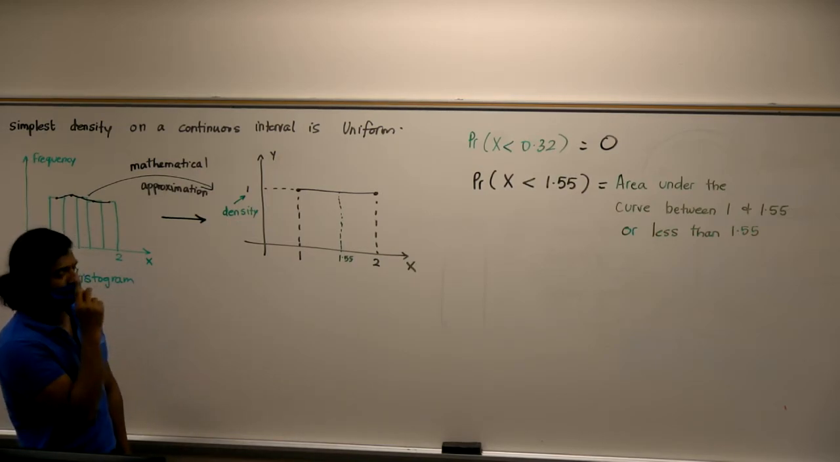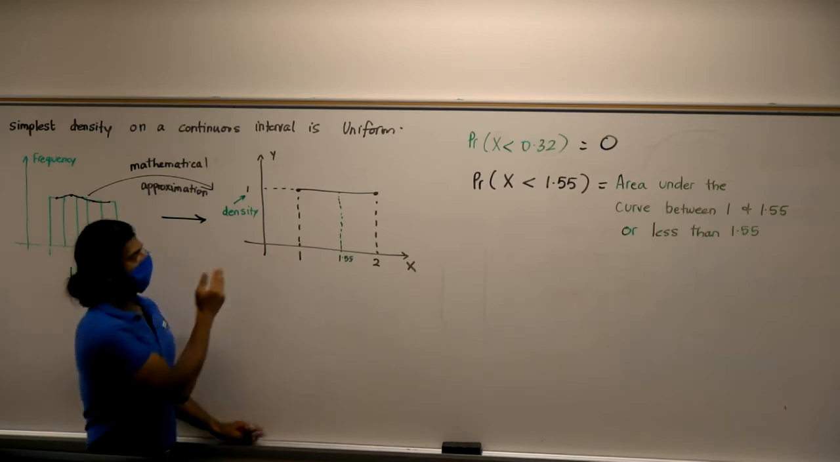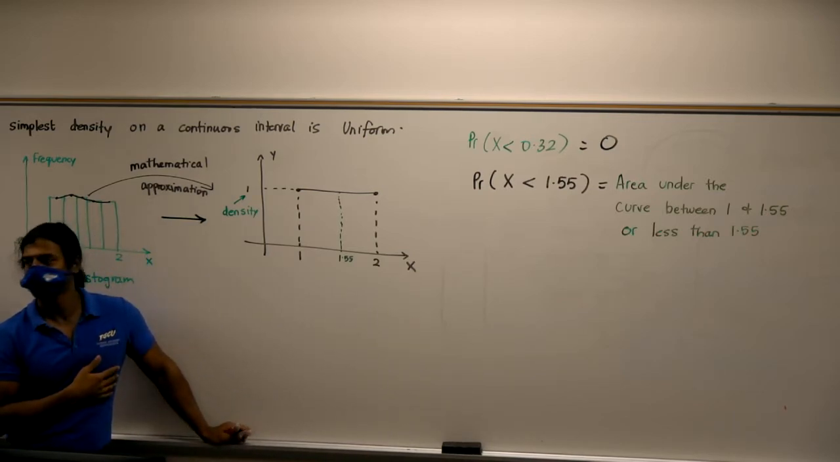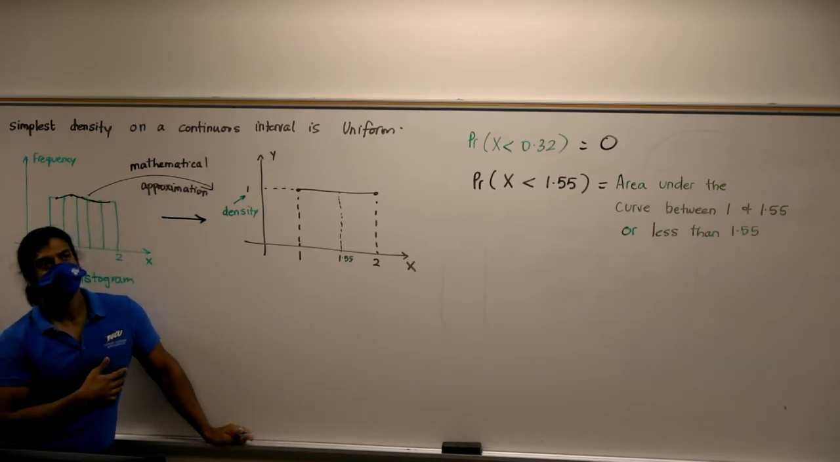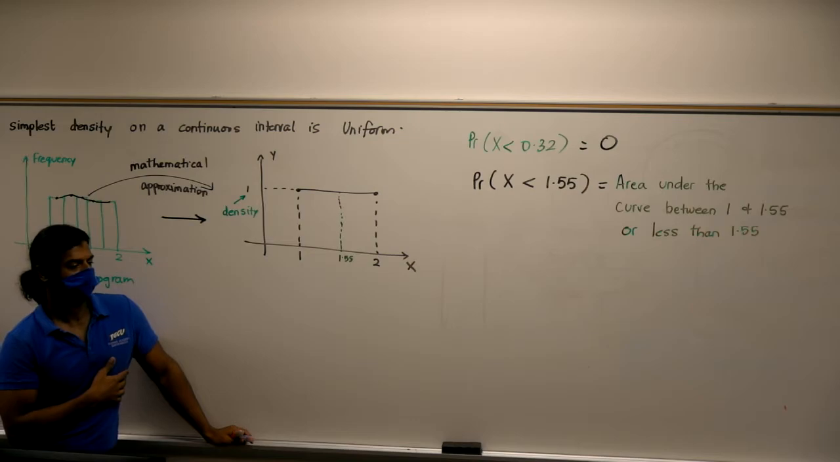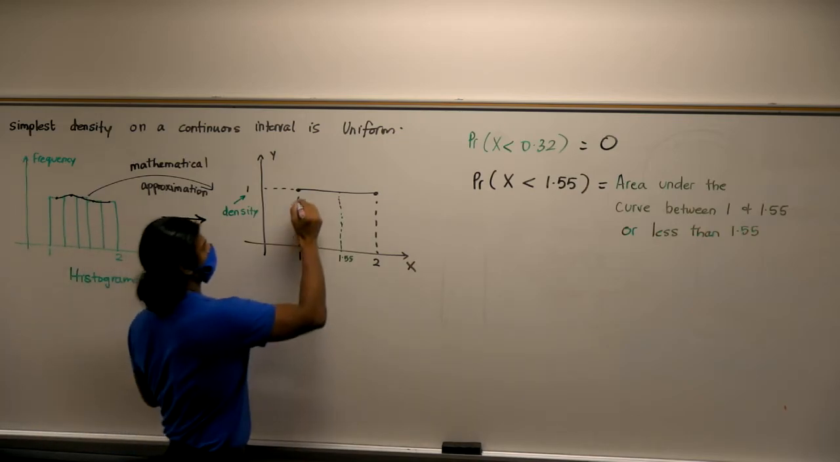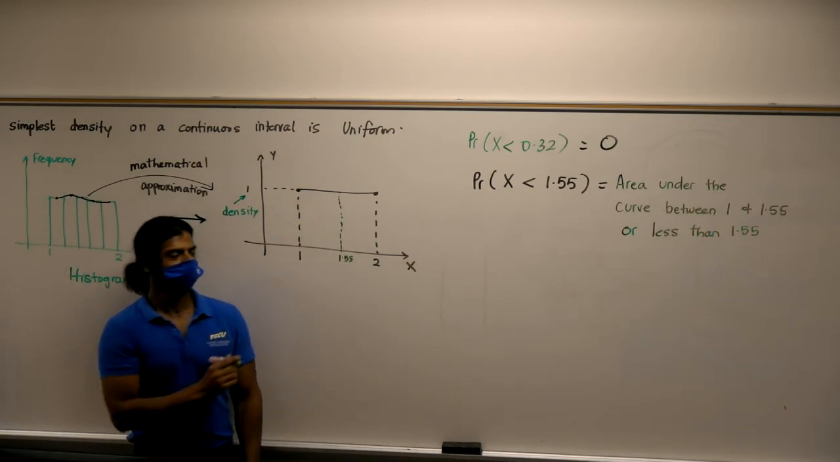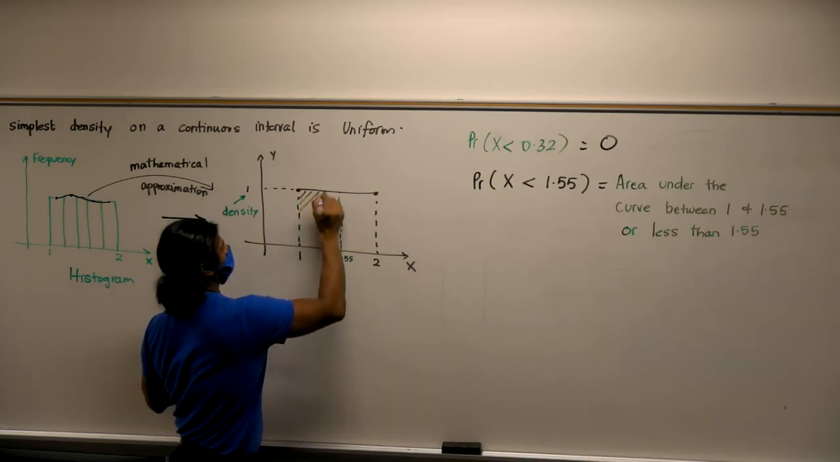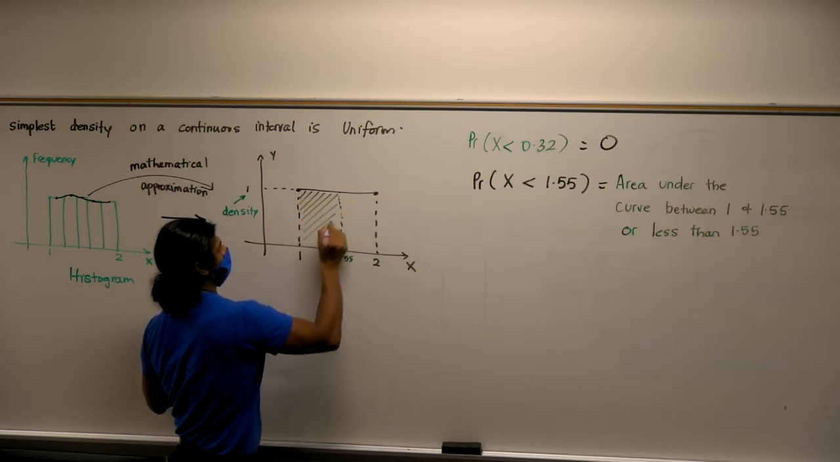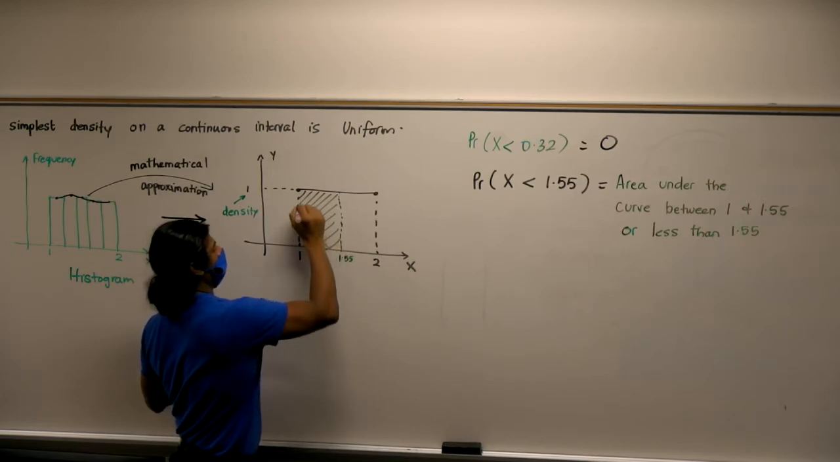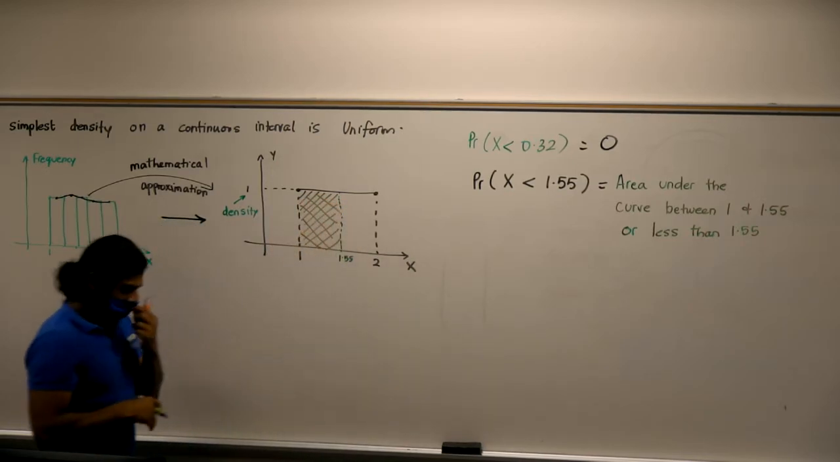So how do I find that area? Well, you tell me. You know the height is 1, and the base of the rectangle is 1.55 minus 1, which is 0.55 units wide. Use base times height, and the area is 0.55. Did we follow what he said? That is a rectangle.